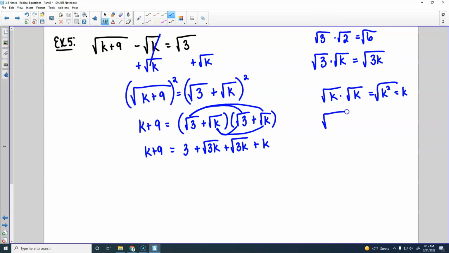All right, here's the next question I got for you. I've got to put square root of 3k plus square root of 3k together. What's that going to give me when I add those together? What did you say, Grace? It is 2 square root of 3k.